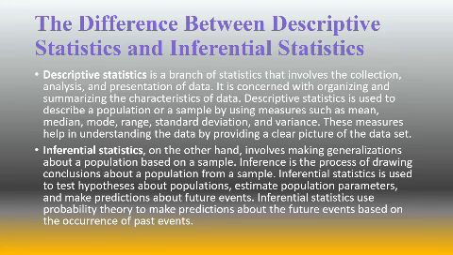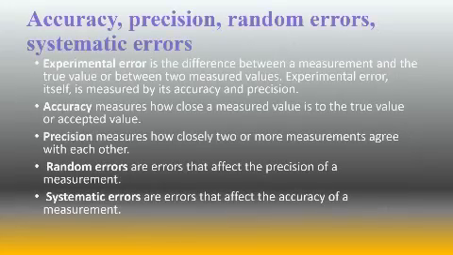When we say random errors, these are errors that affect the precision of a measurement. So errors that affect the precision of a measurement are known as random errors. And systematic errors are errors that affect the accuracy of a measurement. So that's what experimental error, accuracy, precision, random errors, and systematic errors mean.